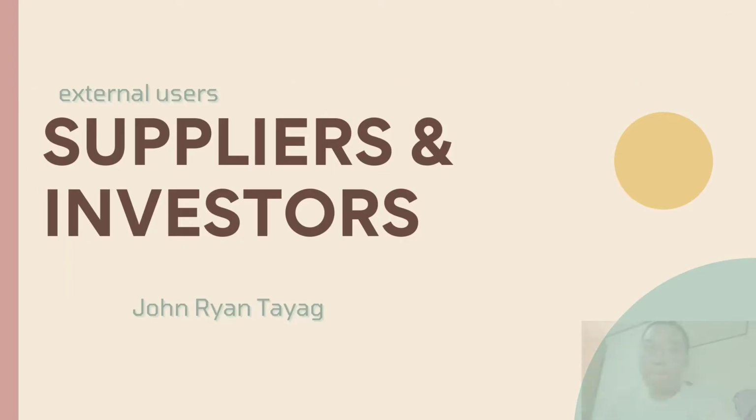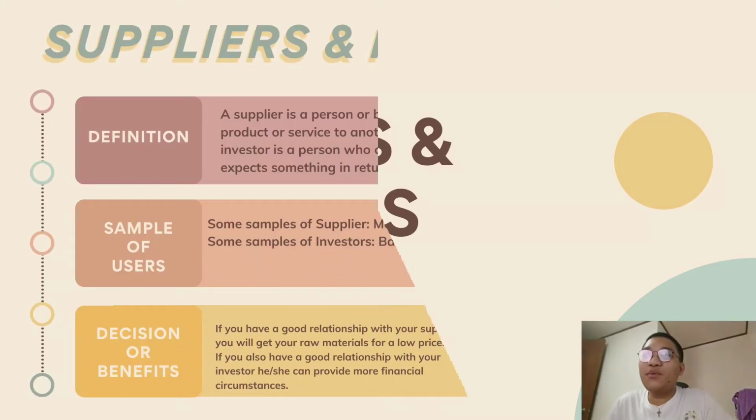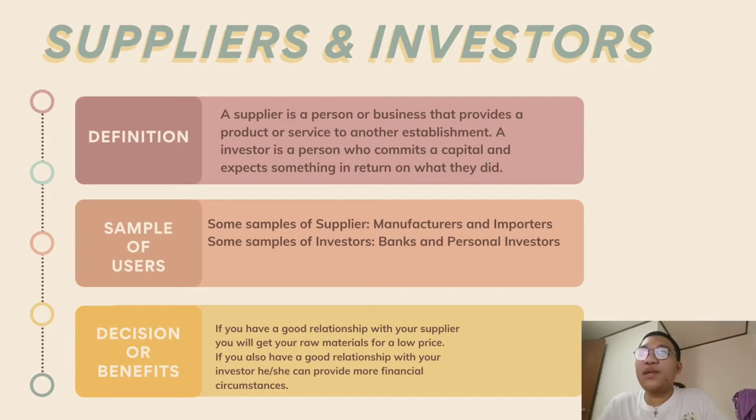Thank you. Today, I'll be teaching what is a supplier, investor, and prospective investor. What is a supplier? A supplier is a person or business that provides a product or service to another establishment. To cut the sentence short, a supplier, as you can read, supplies. They supply other businesses or other customers. They supply different raw materials that the business needs, or if the customer, they can deliver it straight to the customer.